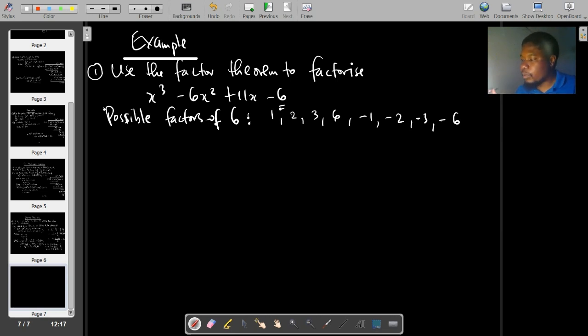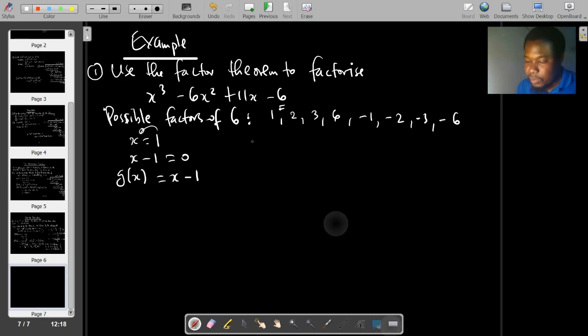All right, so what we're going to start doing is try all of them using the remainder theorem, and whatever gives us 0 will be a factor of that polynomial. Very important. Now let's start with x equals 1. If x is equal to 1, we move the 1 to that side: x minus 1 equals 0. That means our factor, our divisor, is x minus 1.